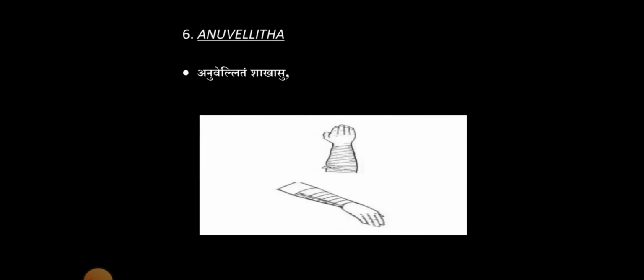Sambade Angi. Then next is Anuvelita. Anuvelitam Shakhasu. That is, in the extremities, Anuvelita can be used. Like a creeper encircling, this bandage is done in spirals. That is Anuvelita in the Shakha region, in the extremities. Anuvelita is the type of bandha which is advised.